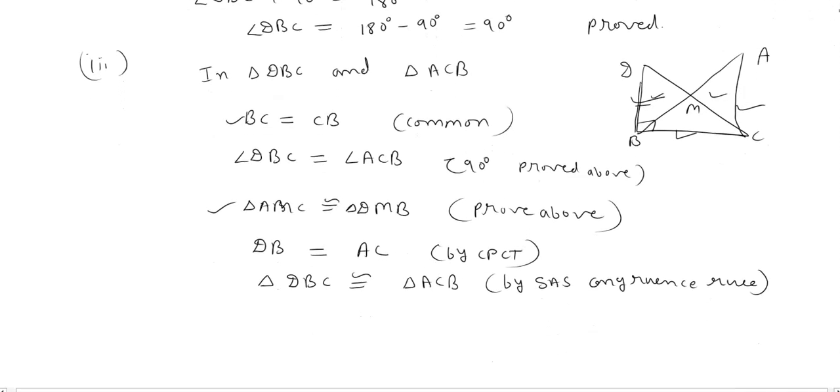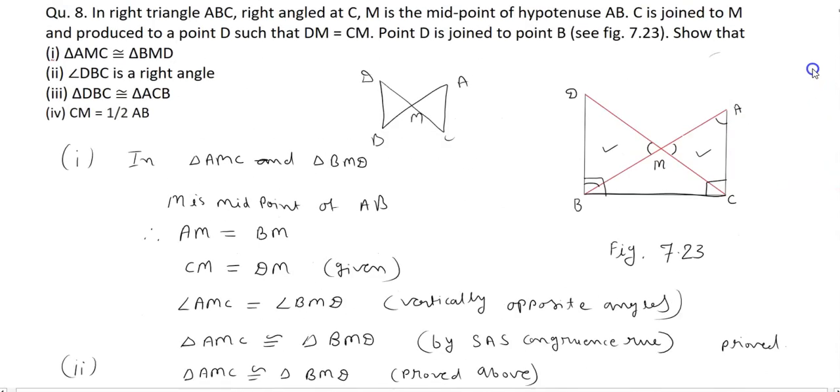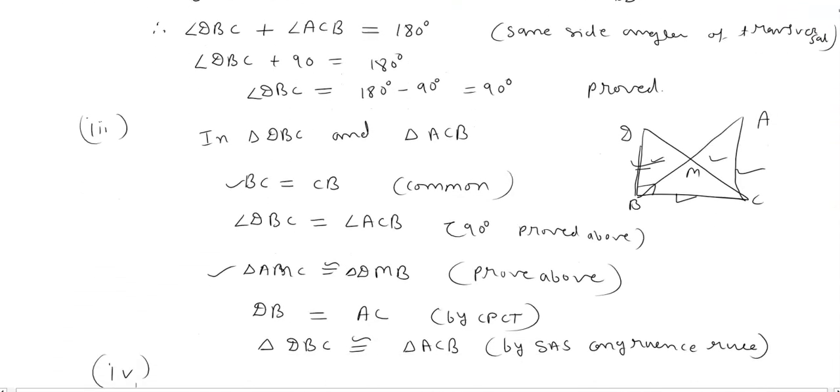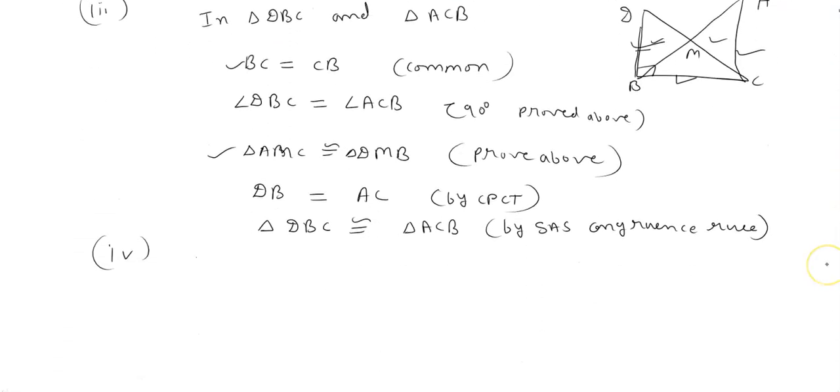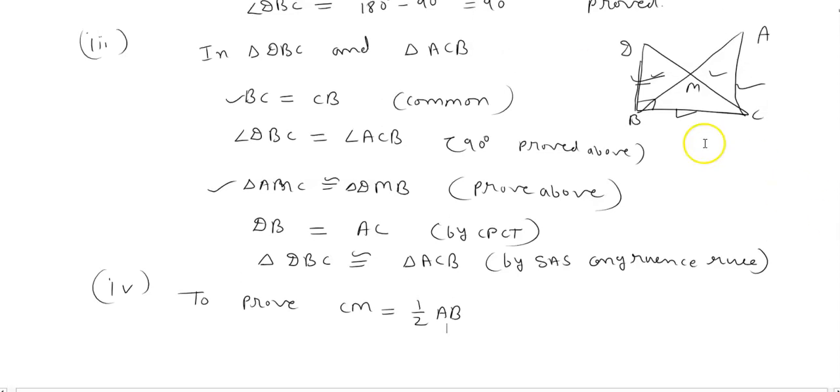Now come to question 4. In question 4 we have to prove CM is equal to one upon 2 AB. We write: to prove, CM is equal to half of AB. This is what we have to prove in this figure.